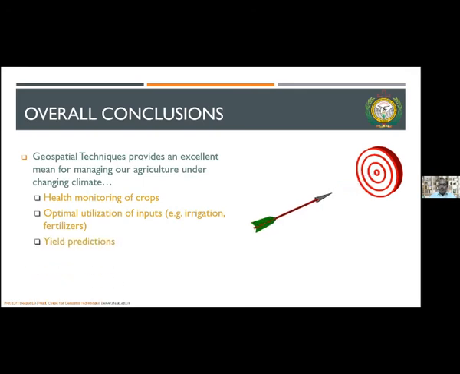Then from standing crops, we can make some yield predictions through these technologies. These yield predictions will help us make informed decisions about many things. We can also evaluate our irrigation regime or water use efficiency. And once we have increased water use efficiency, that means we have optimized our inputs, including irrigation.